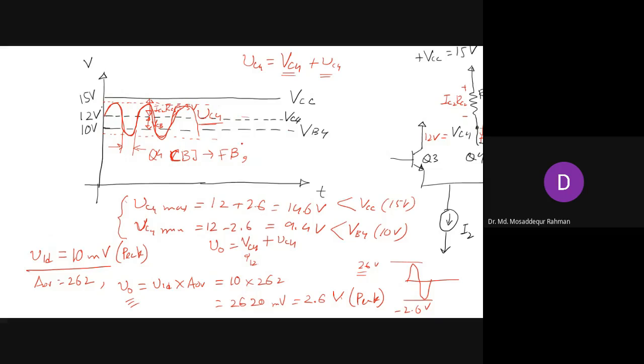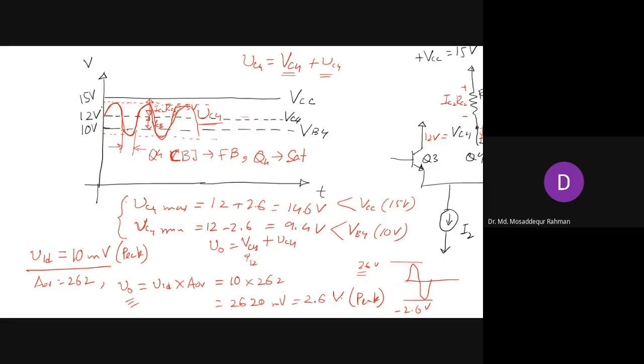Right. So the Q4 will enter into saturation, right? The Q4 enters into saturation. So the transistor during this time interval doesn't stay in the active mode, it enters into saturation. And the moment it tries to cross this, VB4, it leaves the active mode and will not work as an amplifier, right?